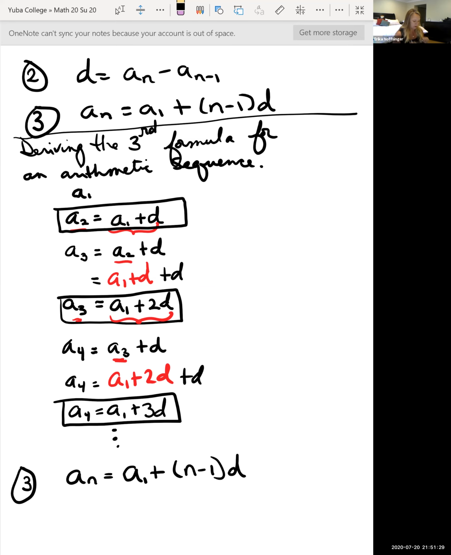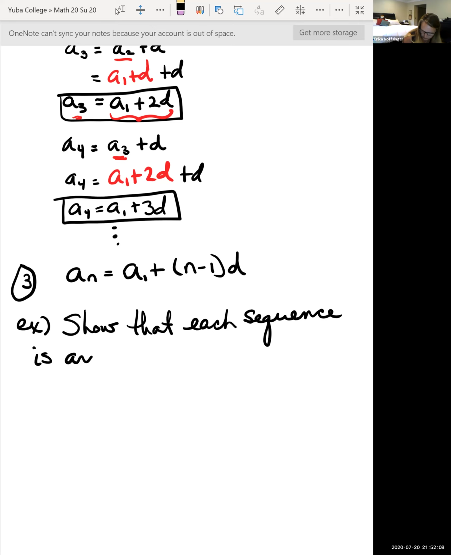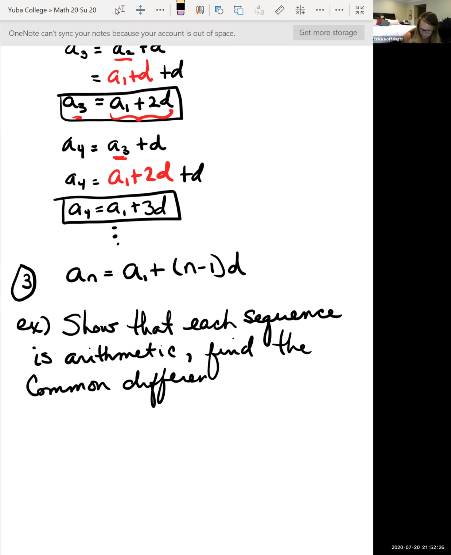Let me pull an example. Okay, so it says the following: show that each sequence is arithmetic, find the common difference, and list the first four terms.